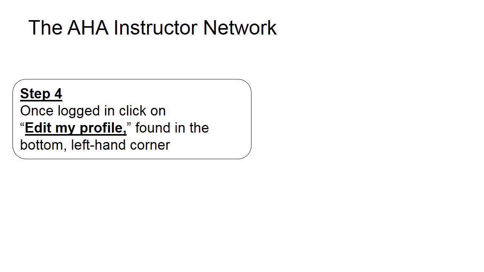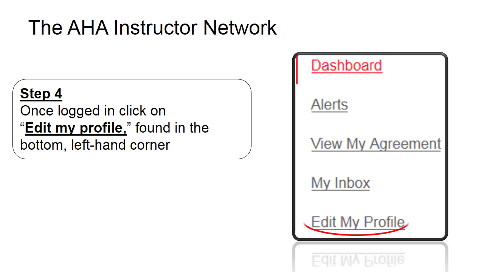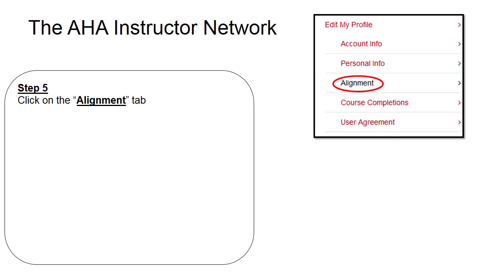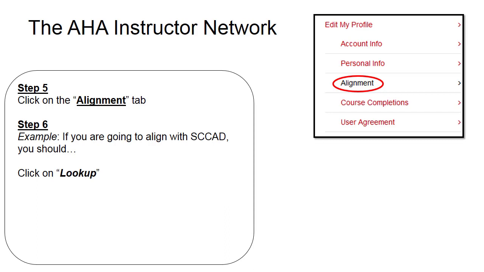Once you've logged back in, click on the button that says Edit My Profile, which is found in the bottom left-hand corner of your dashboard. Click on the Alignment tab. And then, if you're going to align with a particular training center, go ahead and request your alignment. This is going to send an email to the training center's coordinator letting them know that you wish to align with their network. Make sure that you have received their approval prior to doing this.